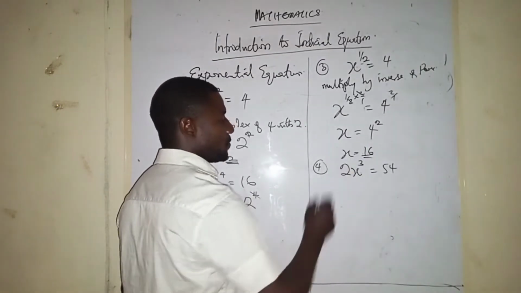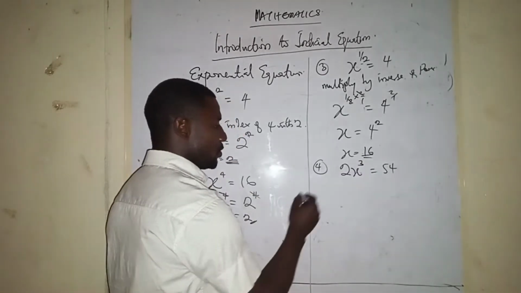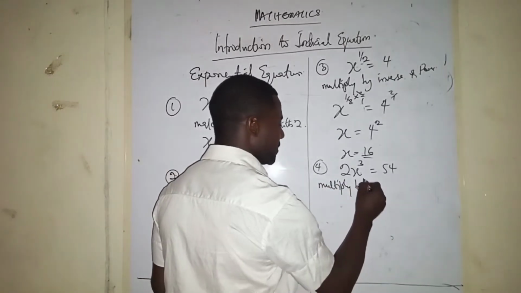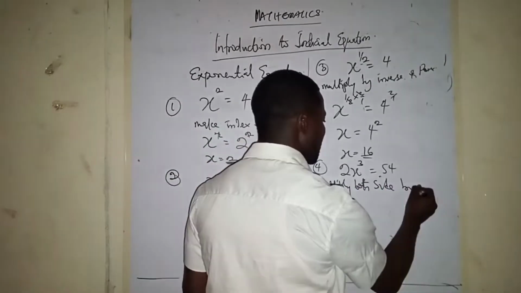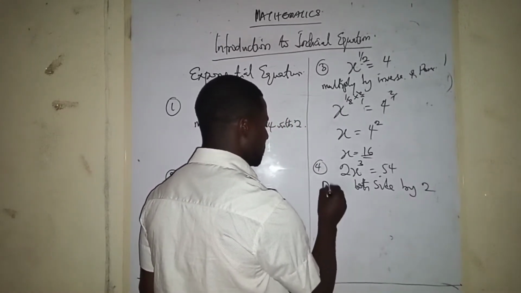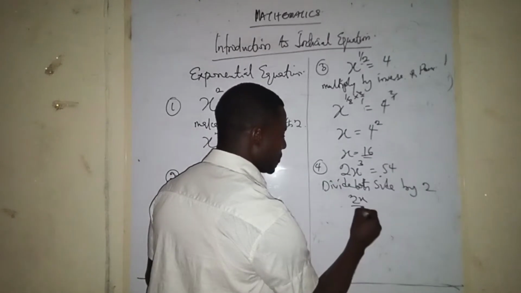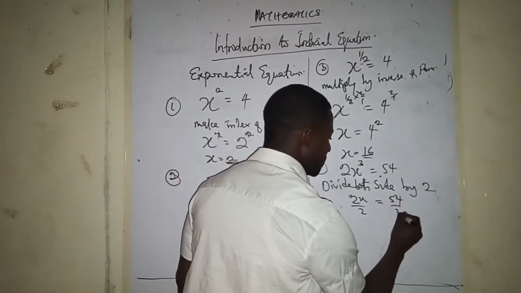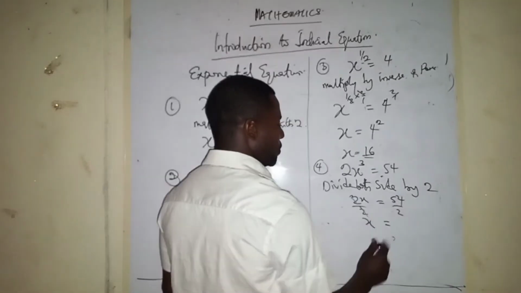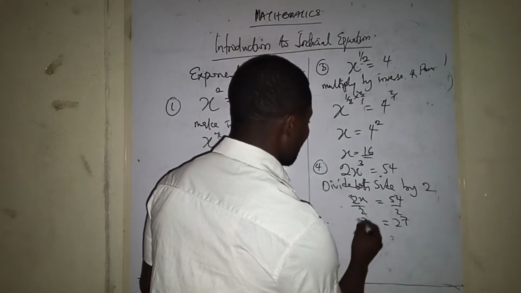We'll remove the coefficient of x cubed here first, so that we'll be dealing with just the x. How do we do that? You multiply both sides by 2. Sorry, you divide. Let's divide, sorry, because we are removing the 2. If you divide, it becomes 2x cubed over 2 is equal to 54 over 2. The 2 will go. So you have your x cubed, and this will give you 27, raised to power 3.